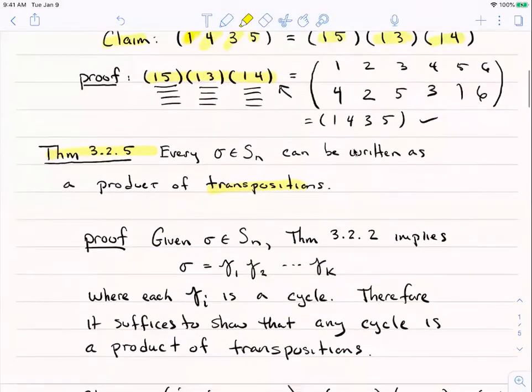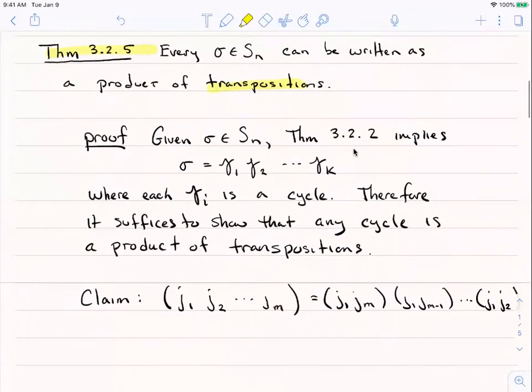Okay, so let's start trying to prove it. Give me a sigma. I don't want to reinvent the wheel. We've already shown in our work in section 3.2 that you can write sigma as a product of cycles. They're actually disjoint cycles, but the disjoint isn't all that important to me. But right now, each one of those gamma i's is a cycle.